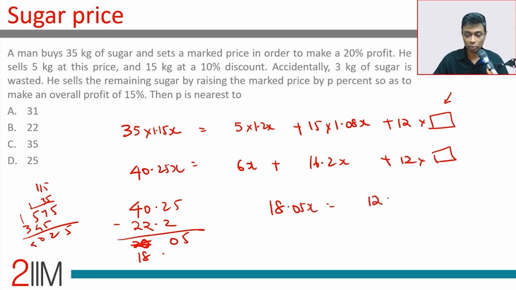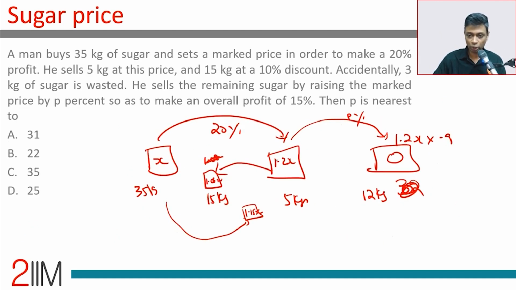18.05x is 12 into something. Fine. Lovely. 18x if it were. Take it 18x. That is 12 into 1.5. Lovely. So this is 1.5x, maybe a smidgen more than that. Now that 1.5x is got by raising 1.2x by P%.